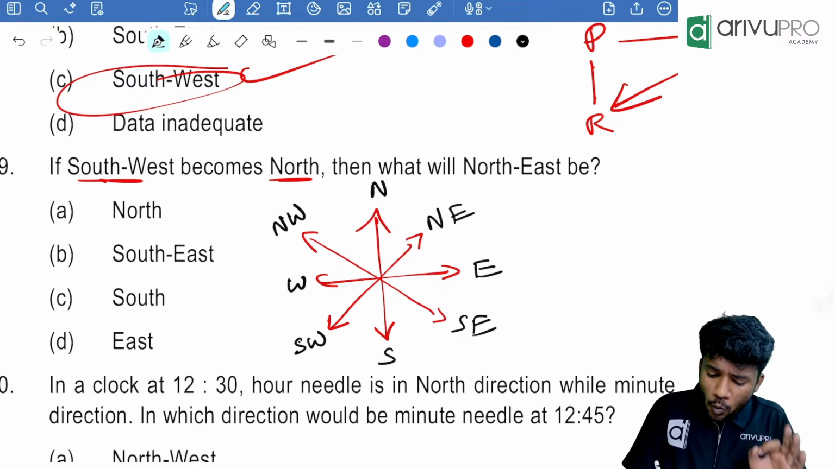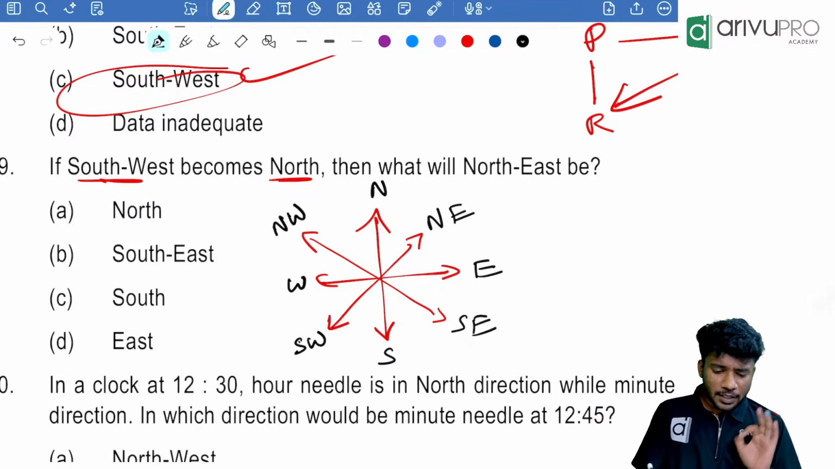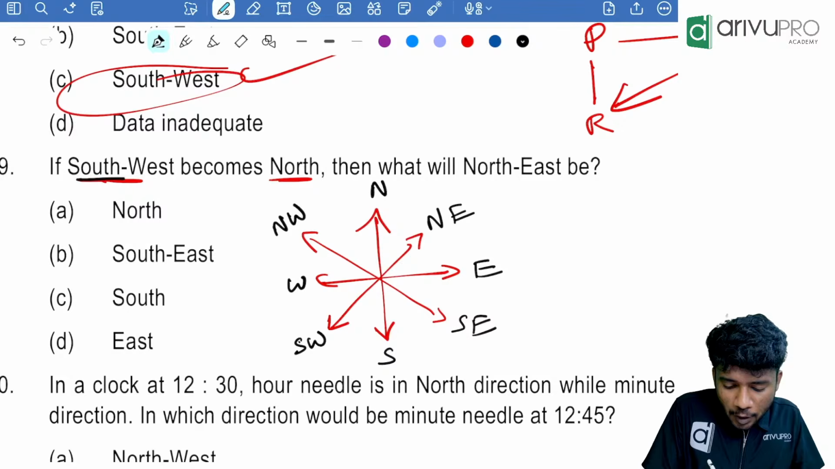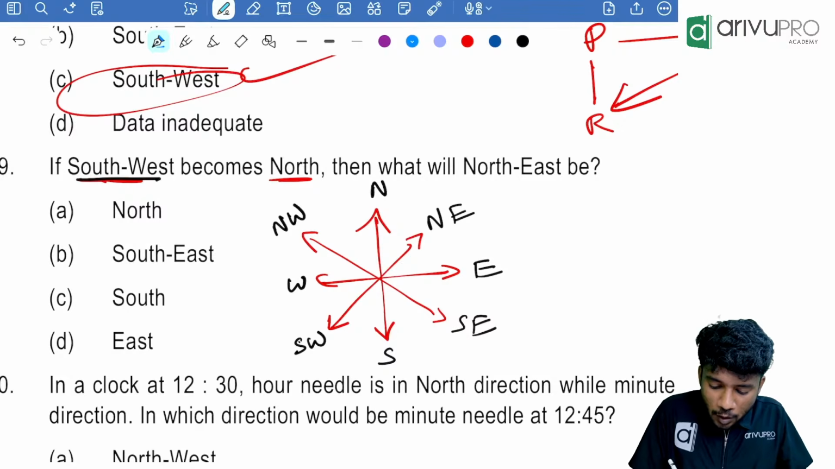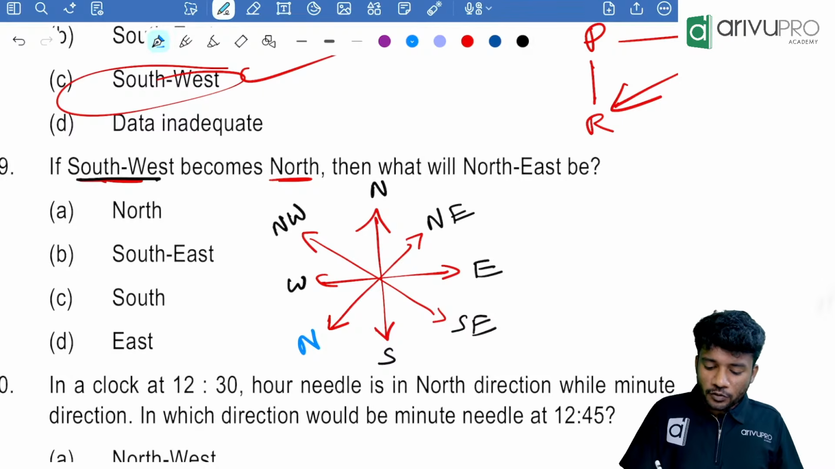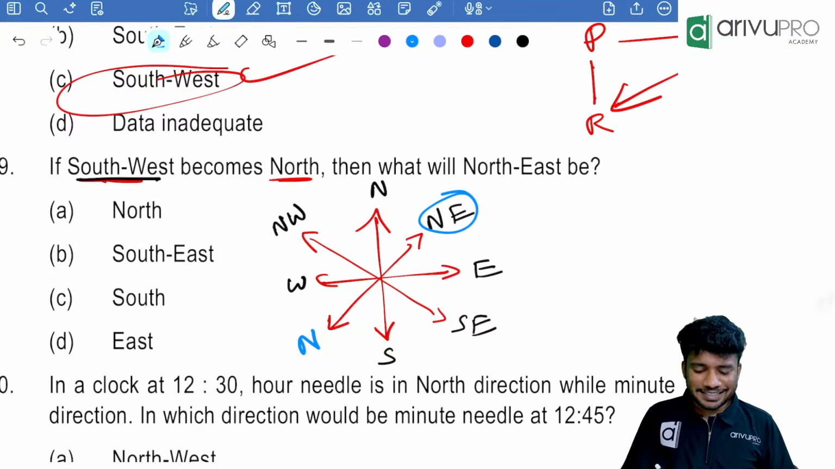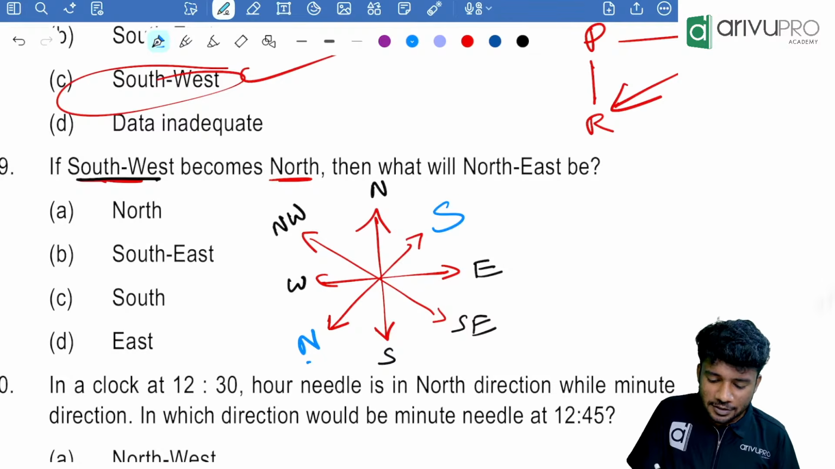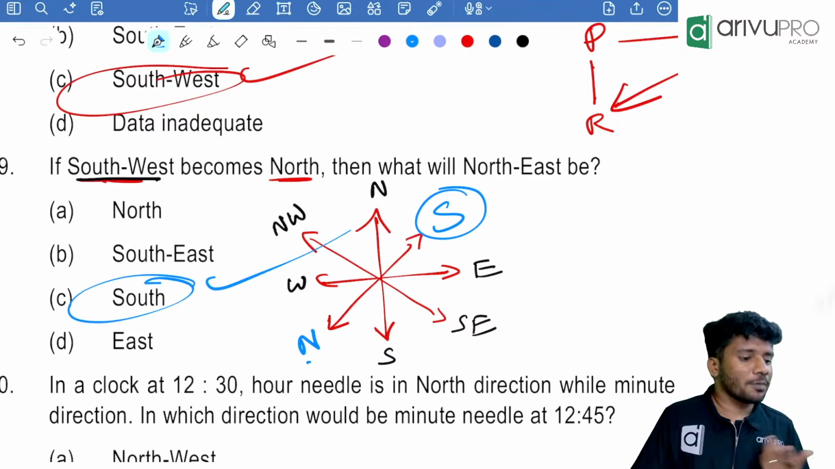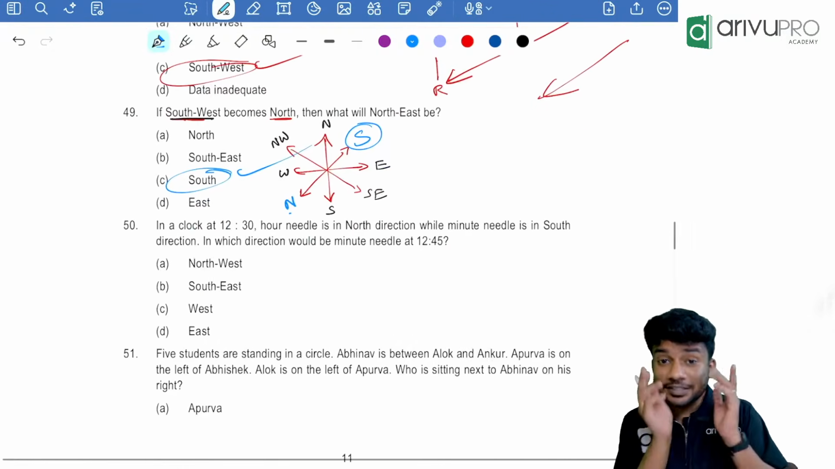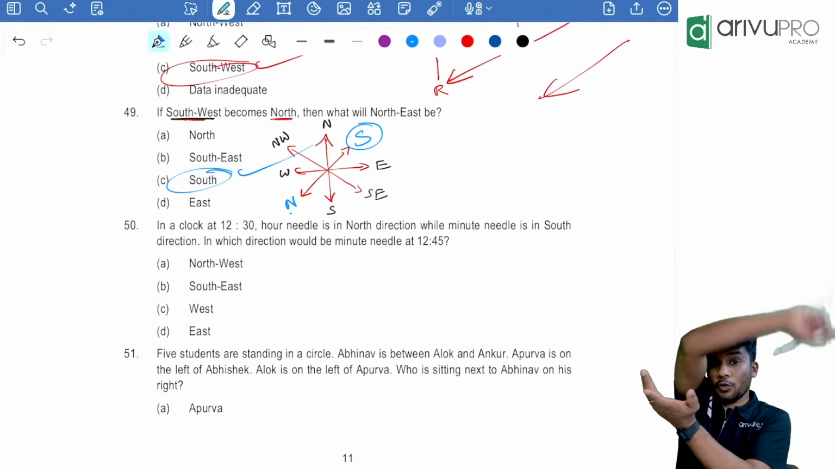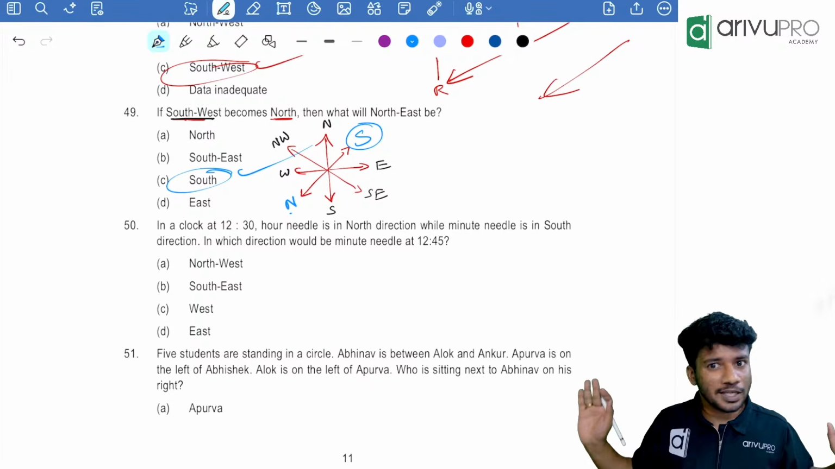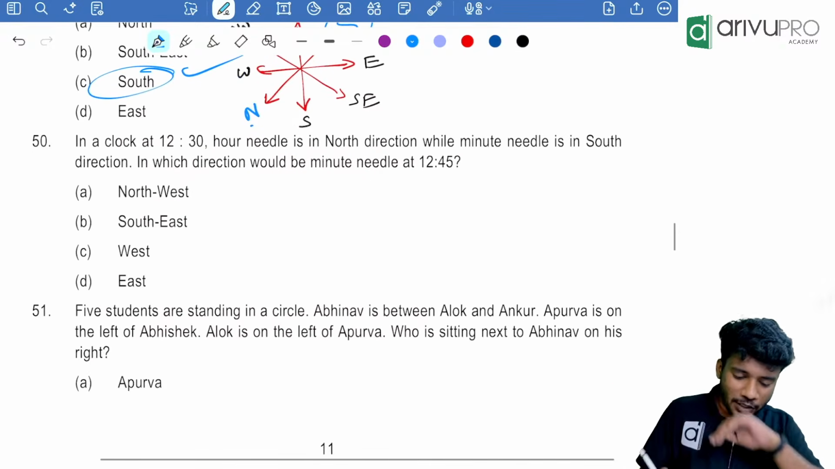Now people, what will northeast be? They said that southwest becomes north. Southwest becomes what? The north. Then the question is, what will northeast be? What is the opposite of north? Obviously, it should be south. Answer should be what? Option C, south is the answer. Okay, this is the approach, easiest approach. Rather than drawing your angles and all, don't do that. Do it this way.